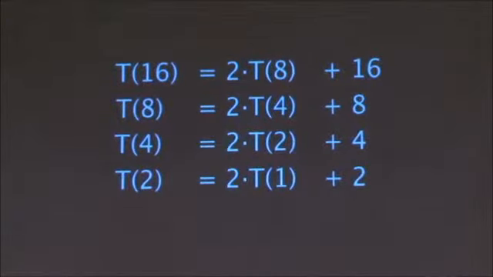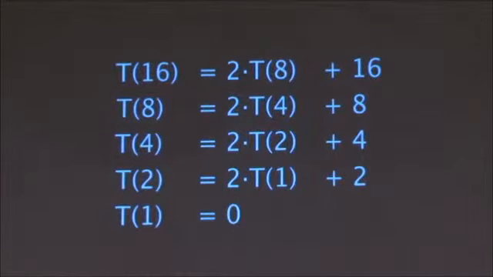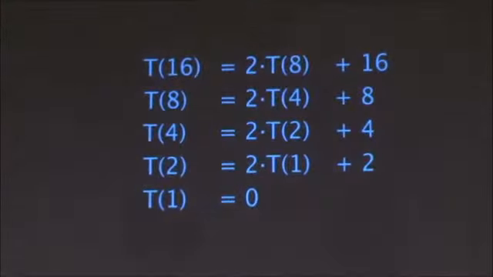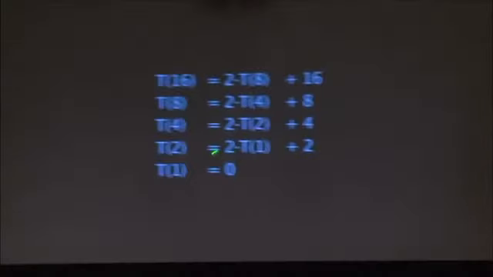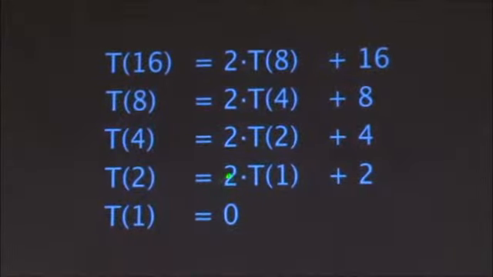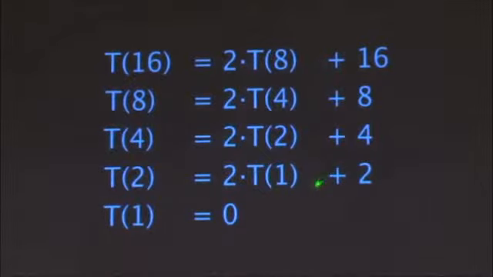So hopefully this is going to bottom out. And sure enough, what's t of 1? If I hand you a list of size 1 and I say sort this, just as Joseph did, you hand it right back. You're done. So now what can we do? Just algebraically, we can say, all right, well, I've got this t of 1 here. Well, I can plug this in here. So this 0 is going to go here. That's going to give me 2 times 0, which is 0, plus 2 is 2.